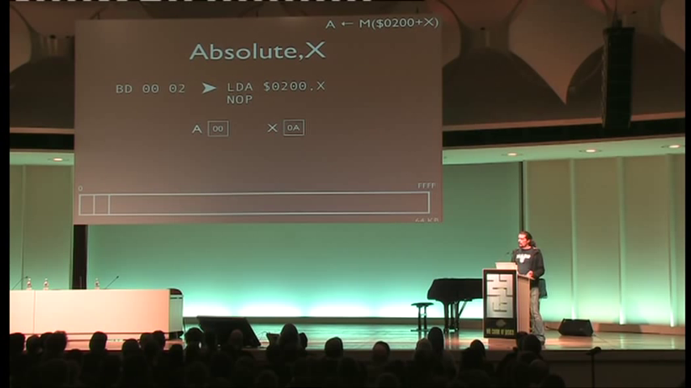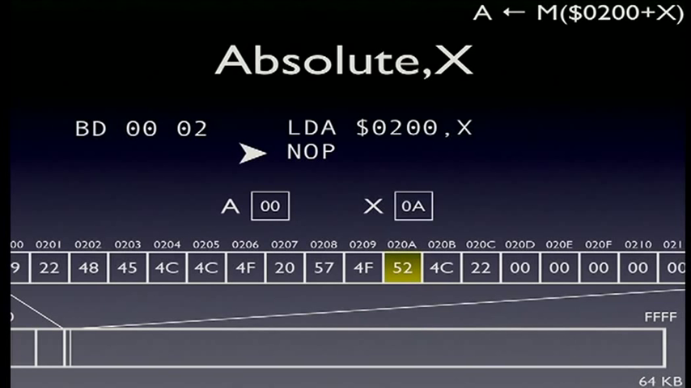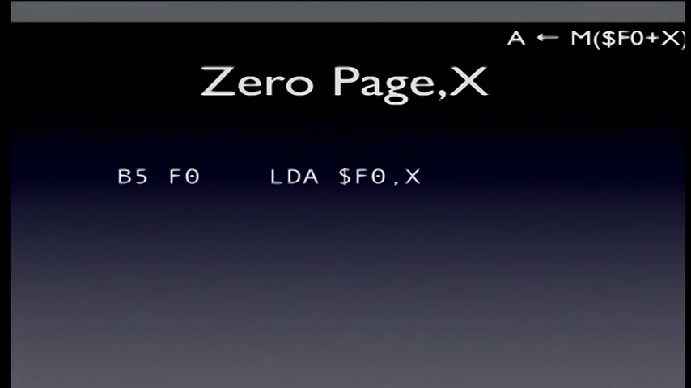Absolute comma X means absolute plus X. So the X register gets added to the constant pointer that we encode in the instruction stream. So 200 plus X, if X is A in our example, we load from address 20A. We look it up, 20A, that's 52. So we assume that at 200, we just have an array of bytes, and X is iterating over those. Absolute comma Y, same thing with the Y register. They're pretty symmetric.